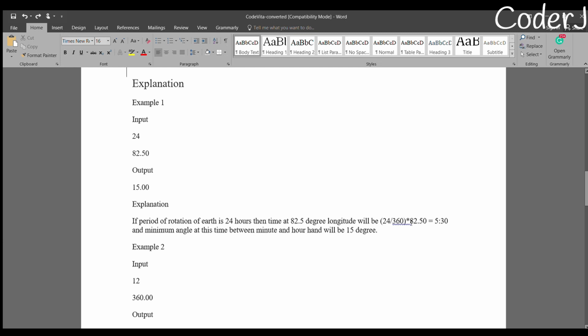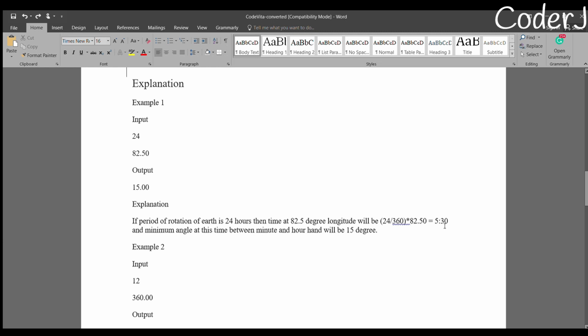Okay, so we just have to calculate the time, and how do we calculate it? Our input one, which is 24, divided by 360. It will always be 360 because that is the total degree of our Earth. Okay, into the input two. I'm not even considering what they are. I don't care. And after that we get a time which is 5:30.